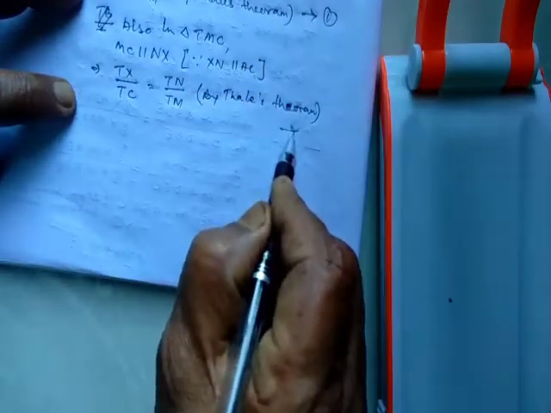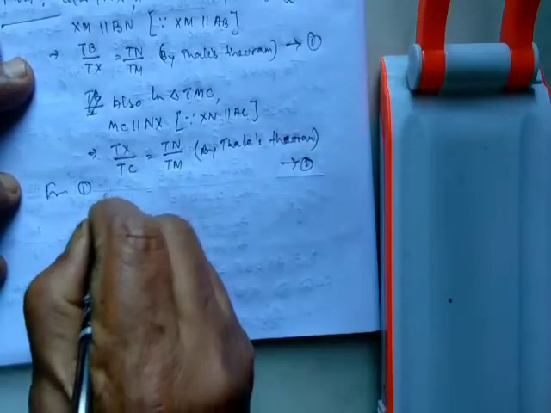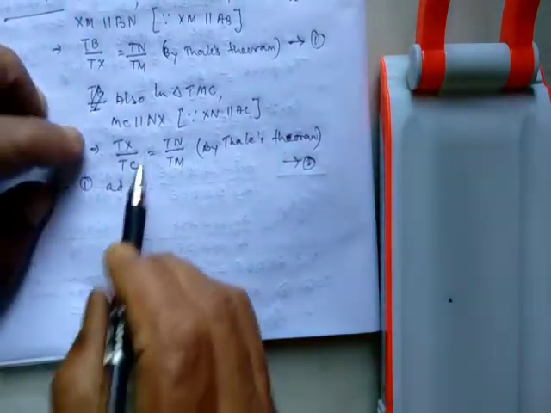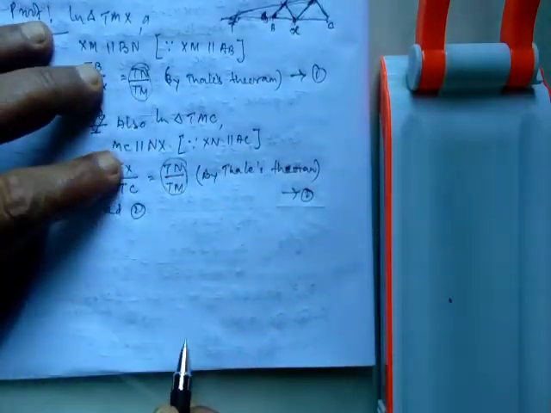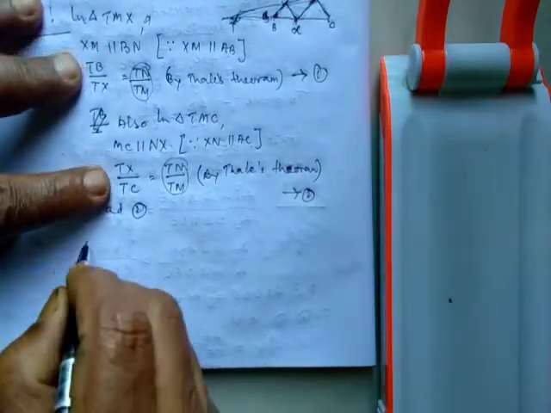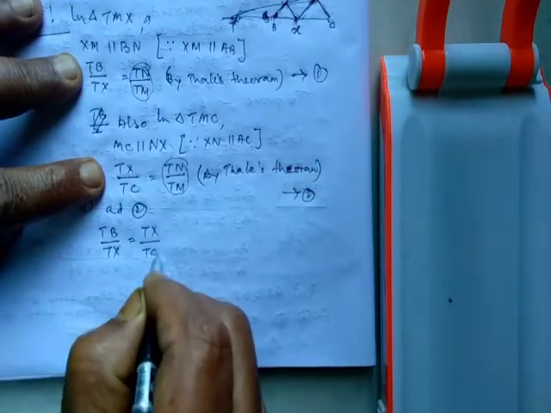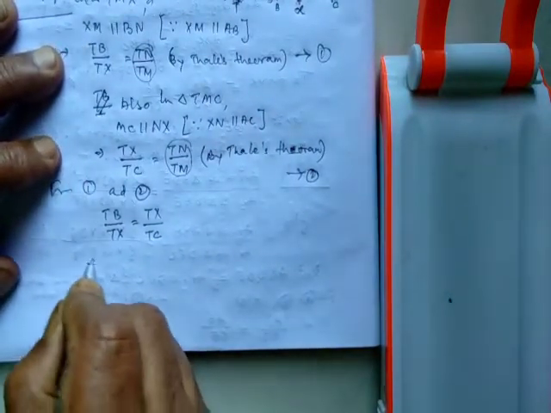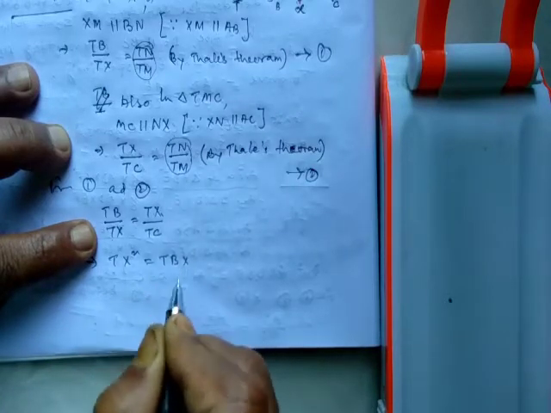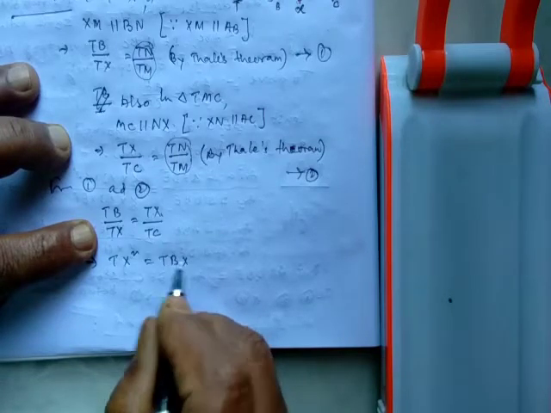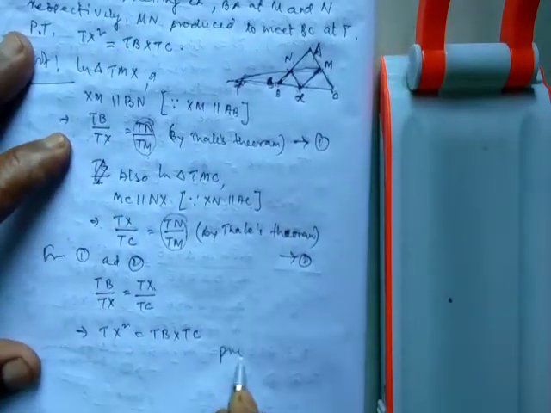This I am marking as 1, this I am marking as 2. From 1 and 2, what you are getting is TN by TM and TN by TM, they are equal. Therefore these two sides are equal. TB by TX is equal to TX by TC. This implies, by cross multiplication, TX square is equal to TB into TC. This is what you are asked to prove. It is proved.